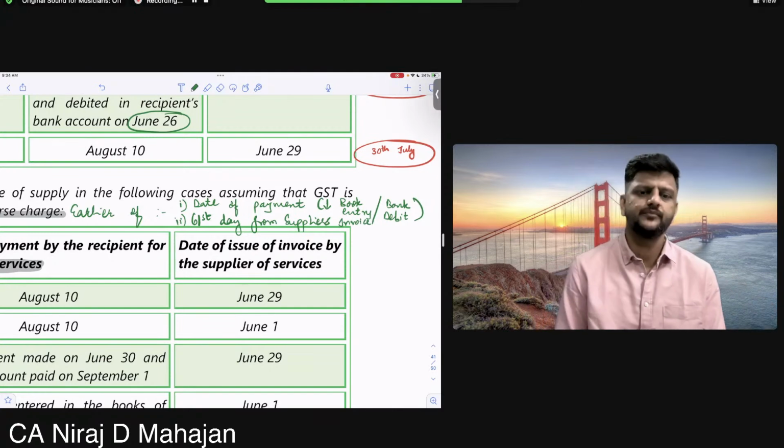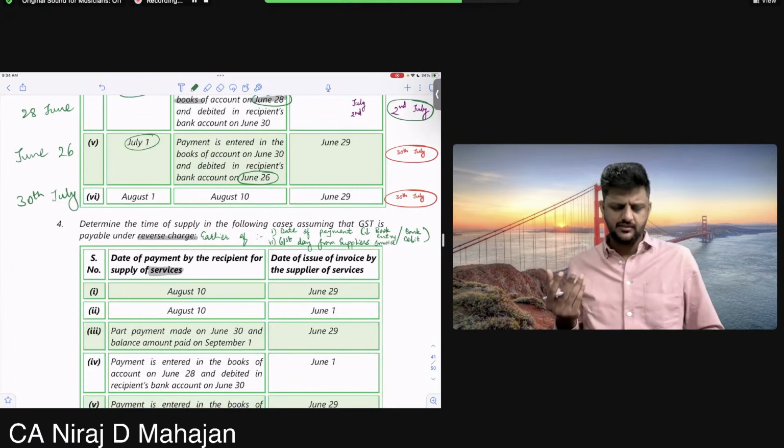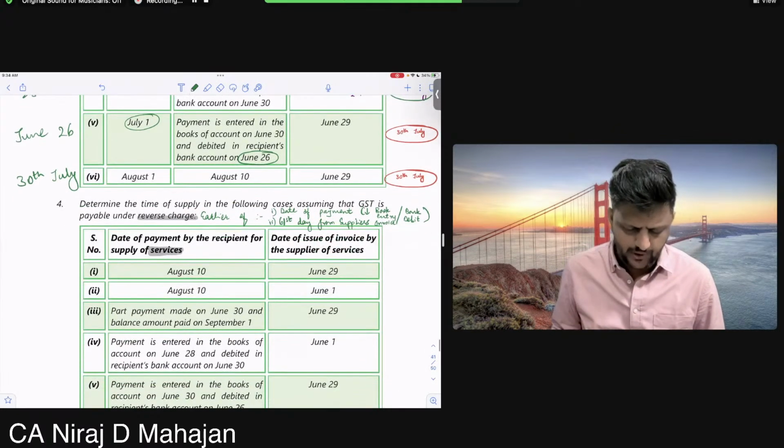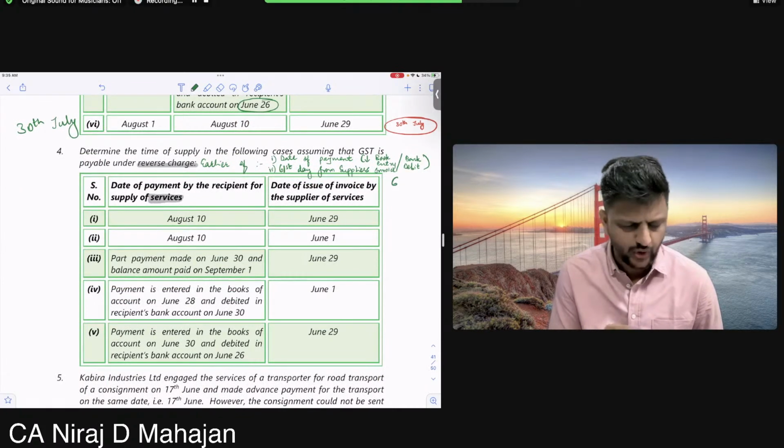Done? Can we go ahead? That's why the columns they made very less. Date of payment by recipient for the supply of services. Date of issue of invoice by supplier, but from there I want the 61st day. Is it okay?